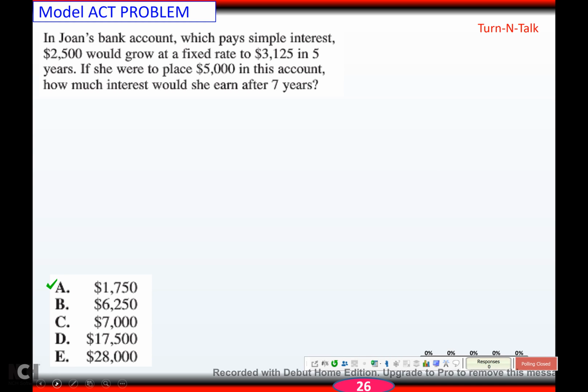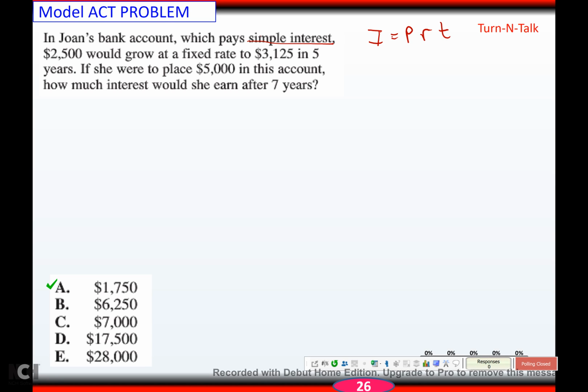Okay, in Joan's bank account, which pays simple interest. Well, as soon as I saw that, I automatically think of IPR: interest earned equals principal times rate times time. Okay, so it says $2,500 would grow at a fixed rate to $3,125 in 5 years. If she were to place $5,000 in this account, how much interest would she earn after 7 years?